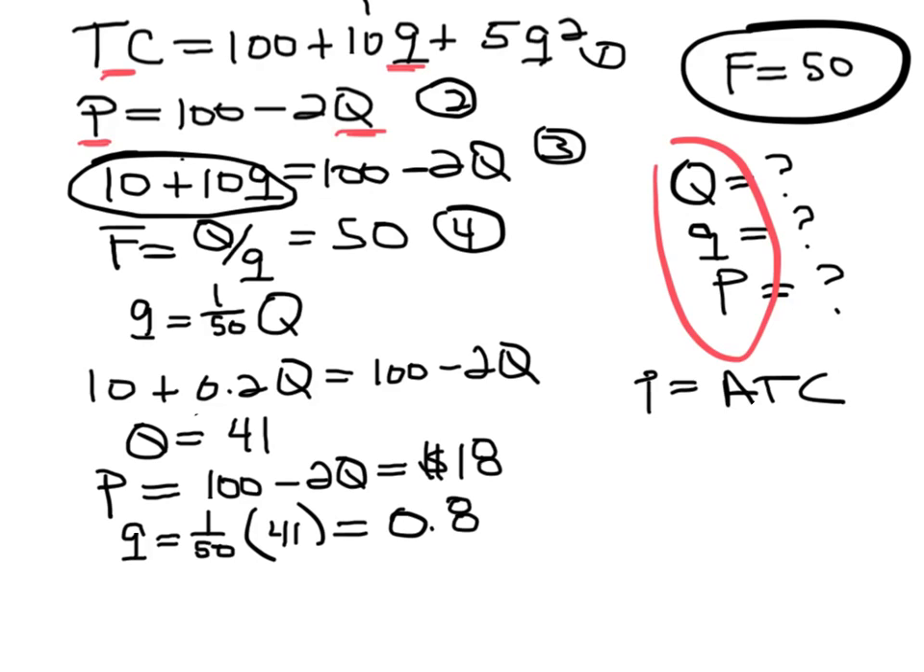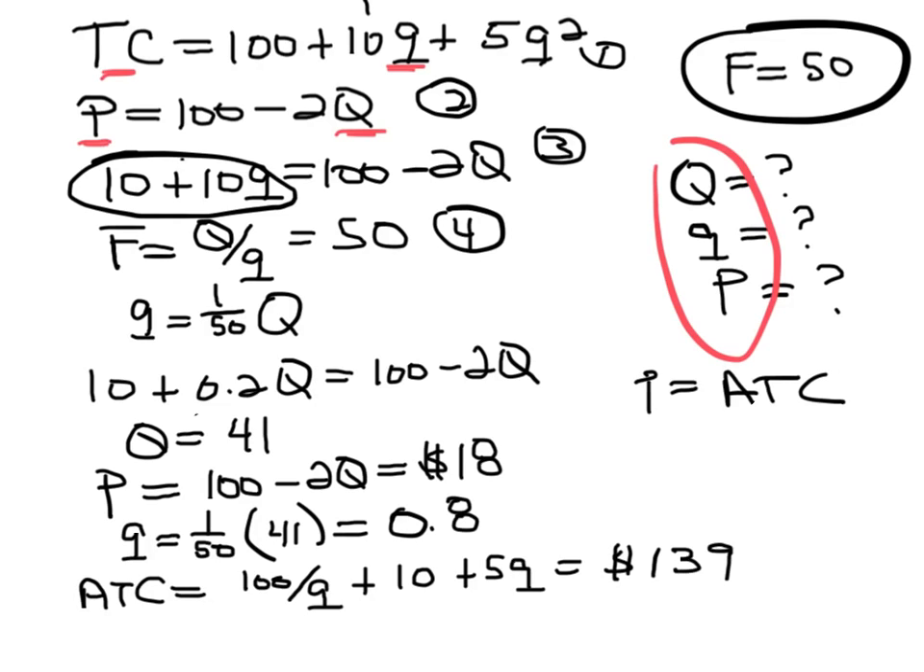So we can try to find that out pretty easily, because we know that ATC is going to be equal to TC divided by q, which is going to be equal to 100 over q plus 10 plus 5q. And we already know q, so if we replace q with 0.8 in this equation, we find out that the average total cost is 139, which is way higher than 18. So the typical firm here is actually having huge losses, equal to, at least per unit, 18 minus 139. So this cannot be a long run equilibrium because the typical firm is having losses.